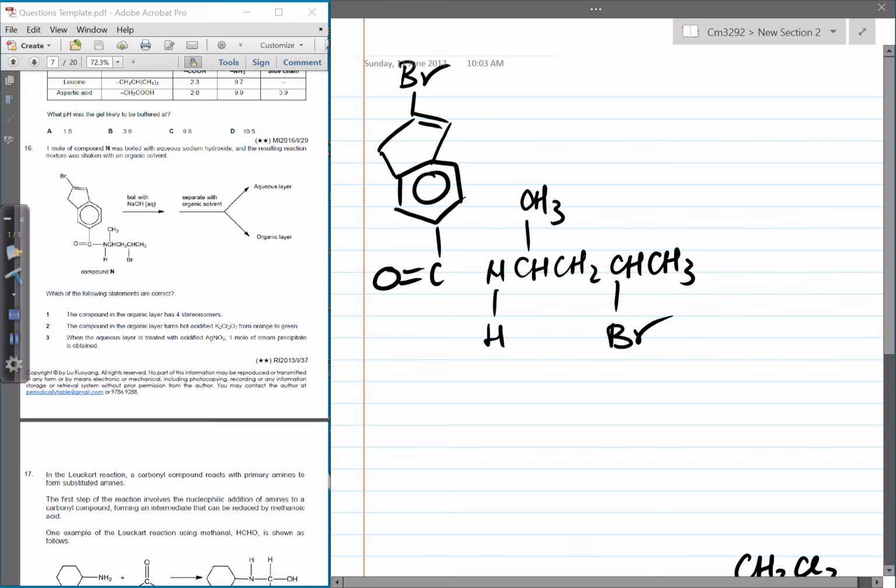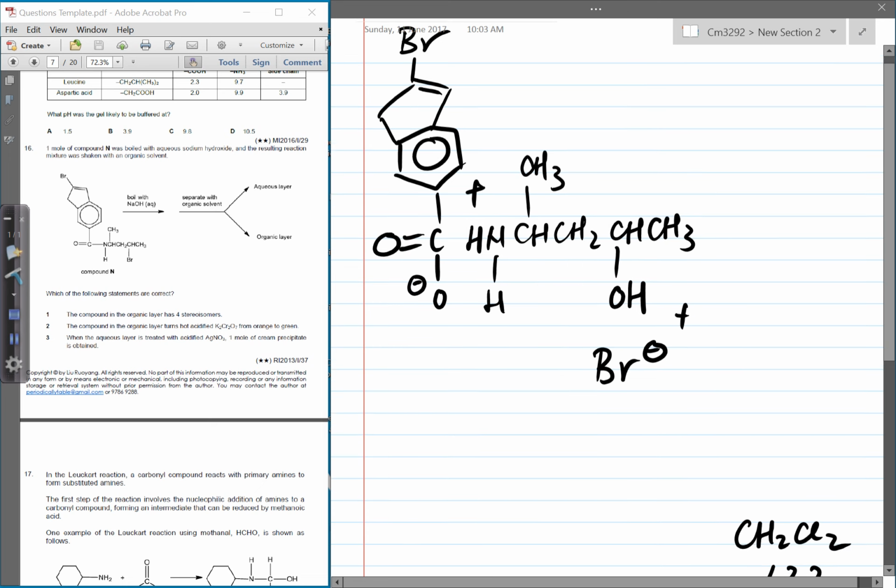Afterwards, there's an amide bond. This amide bond will be broken. You'll form COO minus on this side and your NH2 on this side. Right? And then you have a Br here. So this Br is going to be replaced with OH as well. And don't forget to draw your Br minus. Right? So after reacting with NaOH, you have these three species, this, and this.